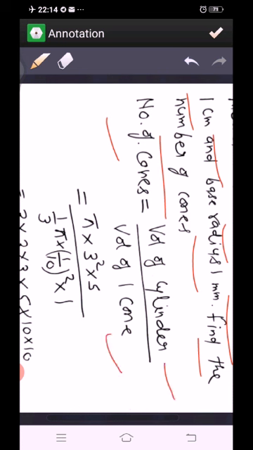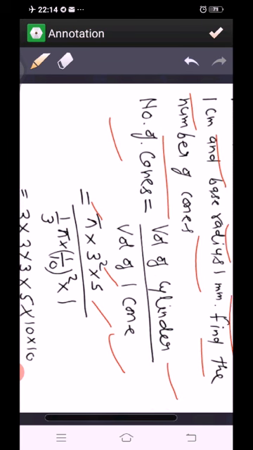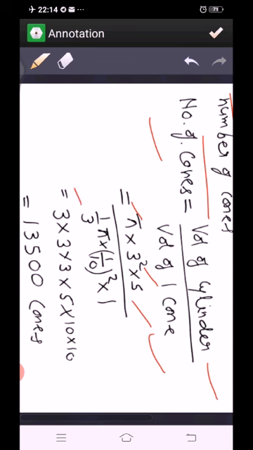So, volume of cylinder will be pi r square, radius given 3 square into h given 5, height of cylinder. Then volume of one cone, 1 by 3 pi as it is. Radius given 1 mm means 1 by 10 centimeter. So we have put here 1 upon 10, its square, and height is 1 centimeter. So pi and pi both cancel. 3 goes up in numerator.